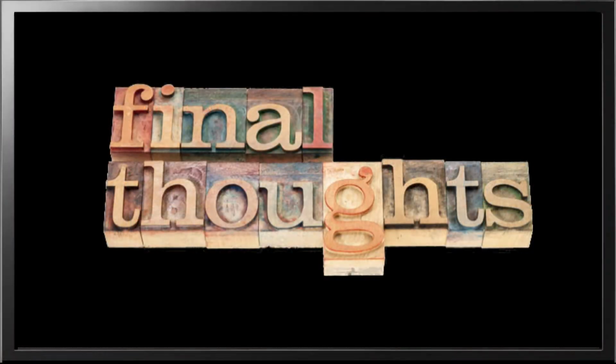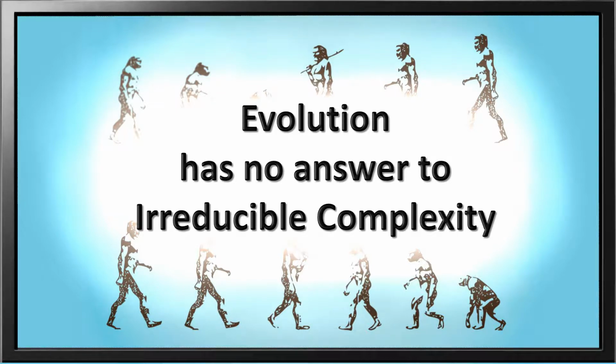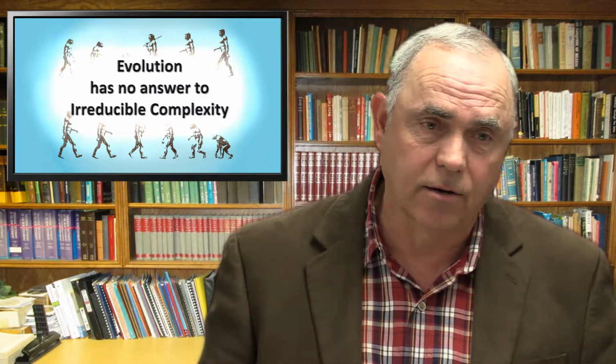Final thoughts. Evolution has no answer to irreducible complexity. It just does not. There is no good explanation that I've seen. Have they tried? Oh yeah, and Dr. Doolittle's not the only one that's tried. Miller and Levine have tried, and others have tried. We talked about our textbook that we looked at last week.